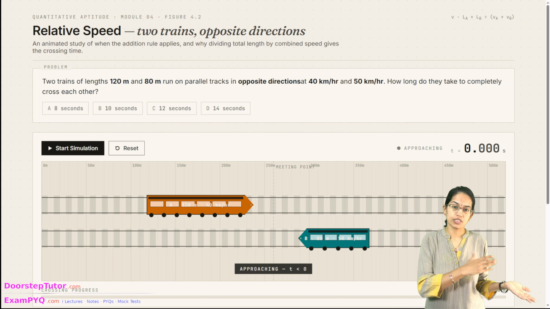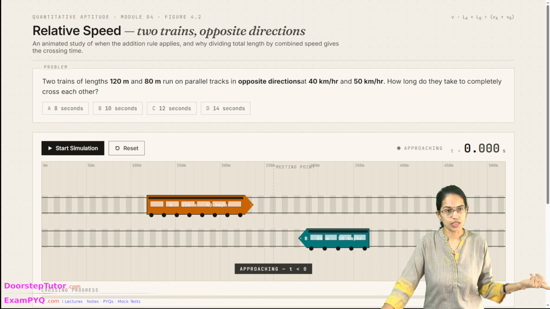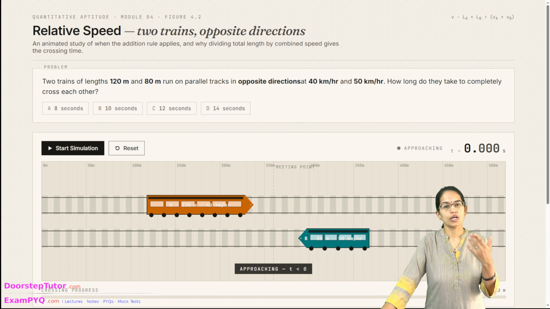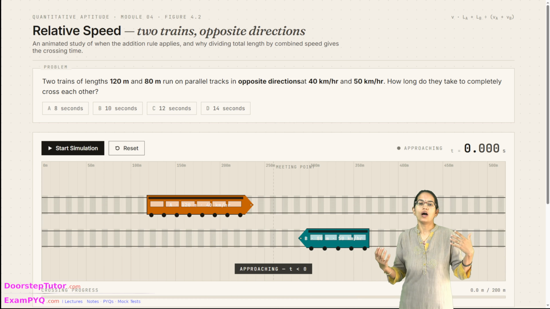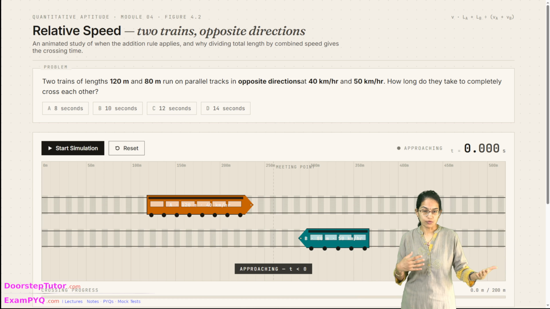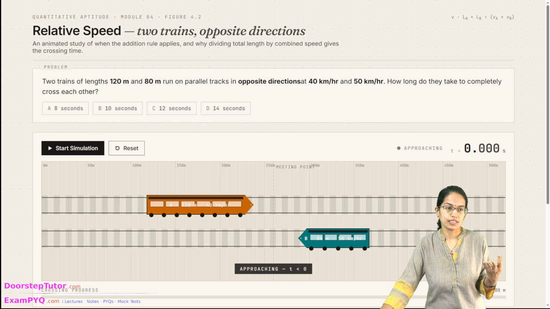Now we'll convert the kilometers per hour to meters per second, since the length of the train is in meters. So converting that, 90 into meters per second is 90 into 5 by 18, so we get 25. Now 25 is the speed, 200 is the distance. We have to find out the time. Time is equal to distance by speed, so that is 200 by 25, that makes it 8. So the correct answer here would be 8.